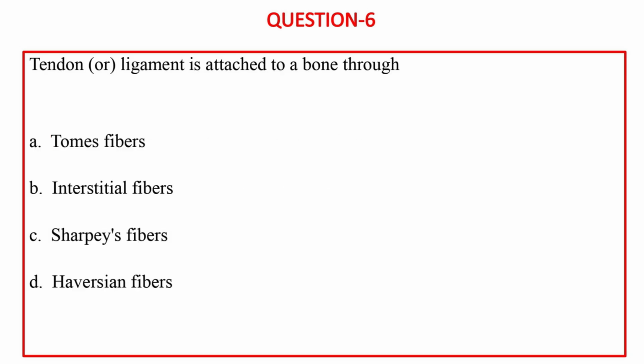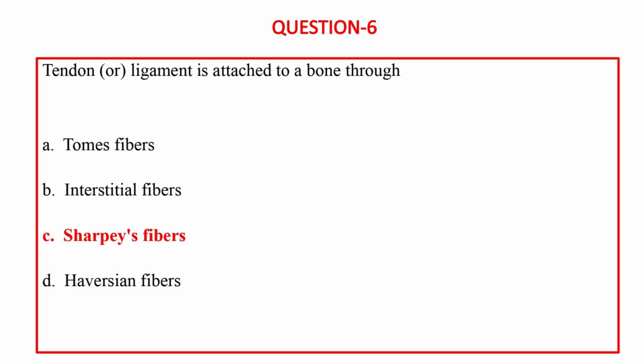Moving on to question number 6. A tendon or ligament is attached to a bone through: A. Toomes fibers, B. Interstitial fibers, C. Sharpey's fibers, and D. Haversian fibers. The answer to this question is C. Sharpey's fibers.